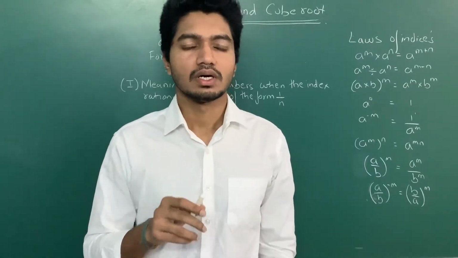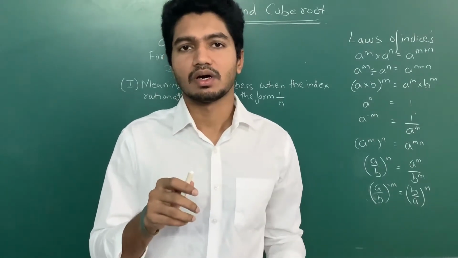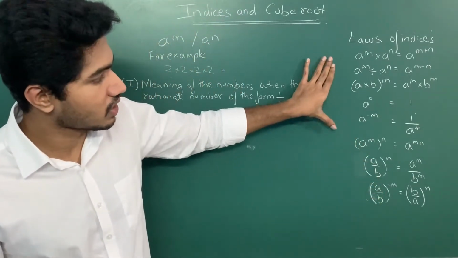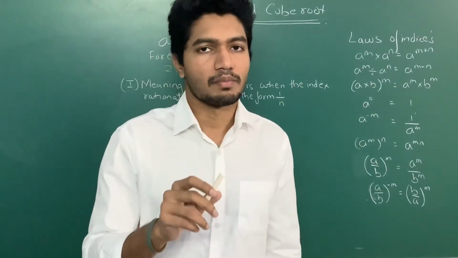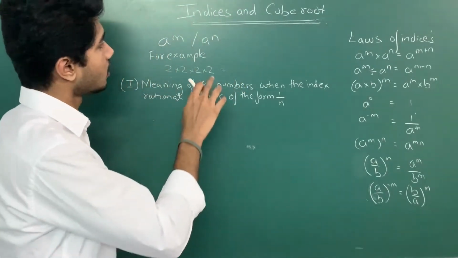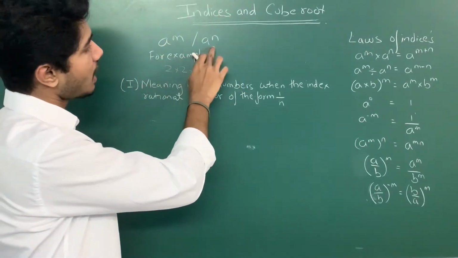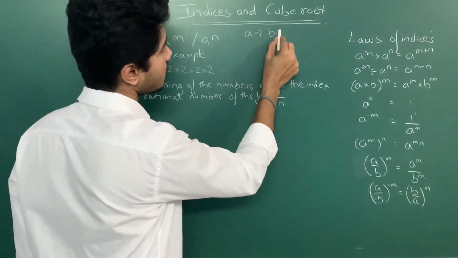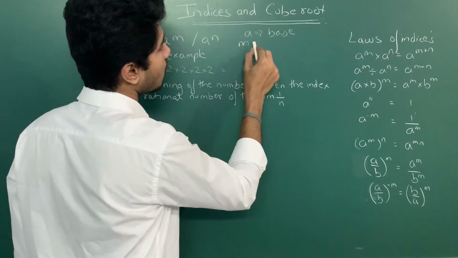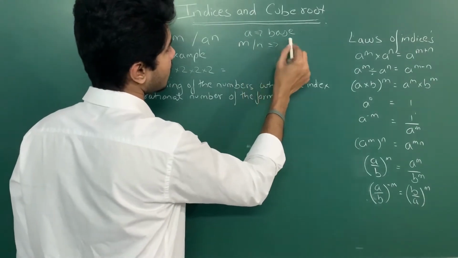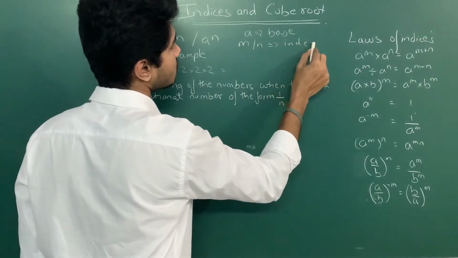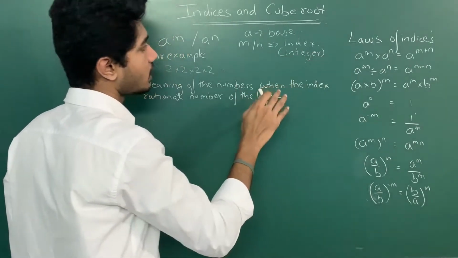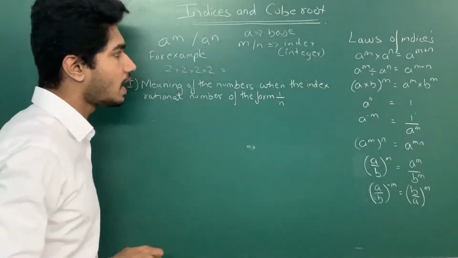Indices and cube rule. In earlier standards, you learned about indices and laws of indices. यहाँ पे मैंने laws of indices लिखा है so that you can recollect it. Let's go from basics. Like I have written over here a raised to m or a raised to n. Over here, a stands for base, m or n you can say stands for the index, which is also an integer. तो इसके पहले आपने जो भी कुछ पढ़ा था, it is always an integer.